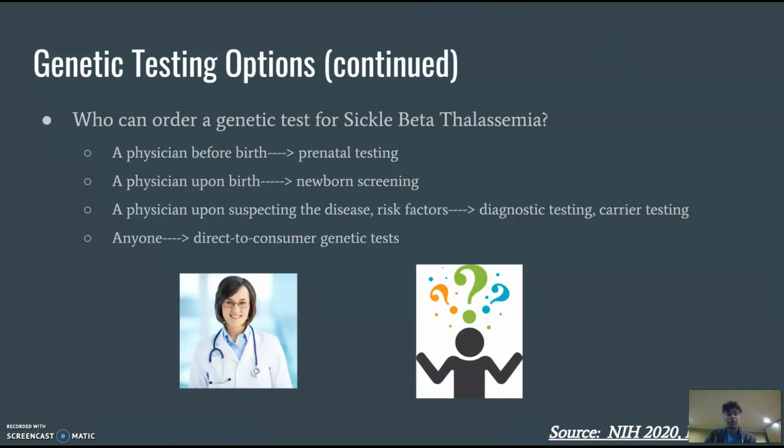Additionally, I wanted to go into a little bit about who can order these types of genetic tests. A physician orders the prenatal tests, before birth. They also order the newborn screening at birth, and testing upon suspecting disease or risk factors. This is all physician, PA, NP, whoever it may be. But there are also direct-to-consumer genetic tests available for sickle beta thalassemia. Anyone can order these, and they are done by large companies like LabCorp, Quest Diagnostics, and other private companies like that.